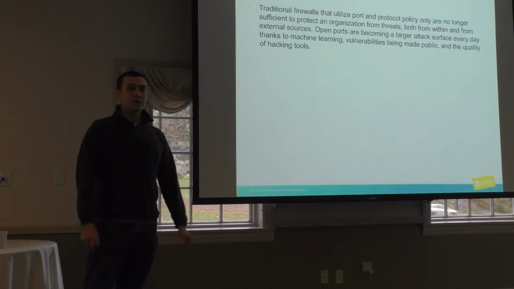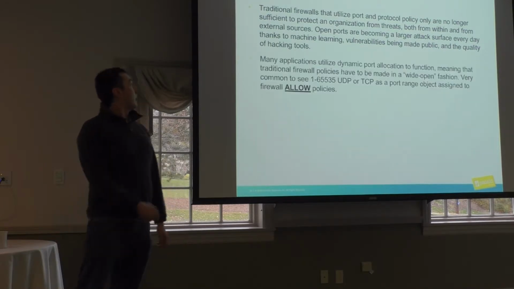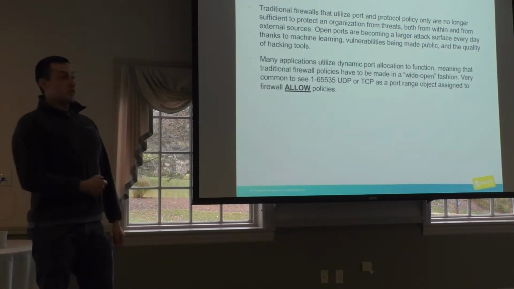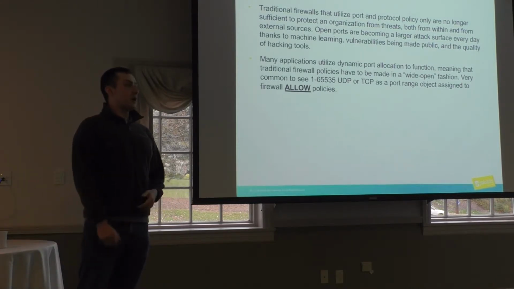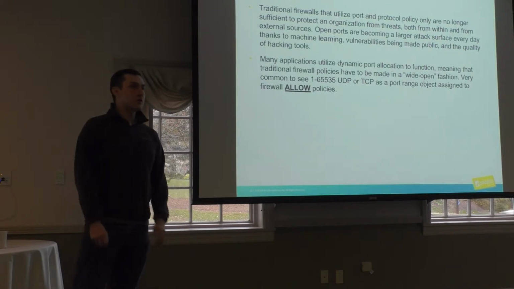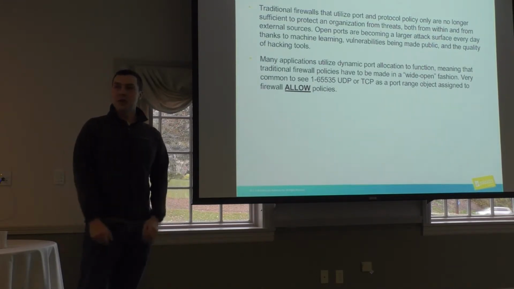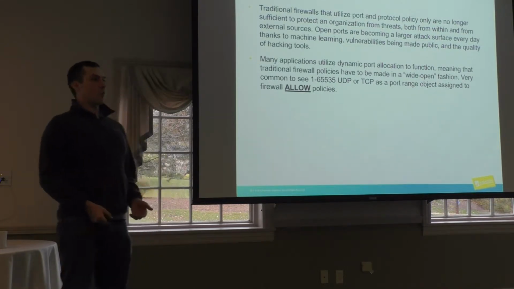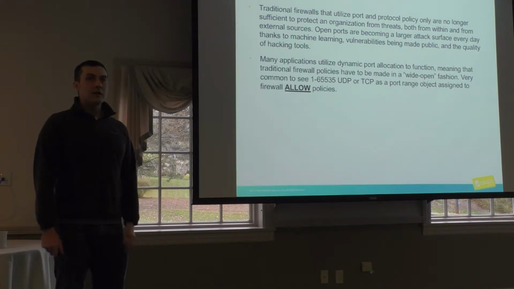I can't tell you how many times I've seen very weird-looking traffic going out over UDP 53. Because who's going to block DNS, right? You block DNS, your network doesn't work. Many applications also utilize dynamic port allocation. Okay, so if I have an application that tries to communicate outbound to a server somewhere, it may not always use the same destination ports every single time. So if you're using a traditional port protocol firewall, how do you make a policy that allows that traffic to get there? Okay, I can't.